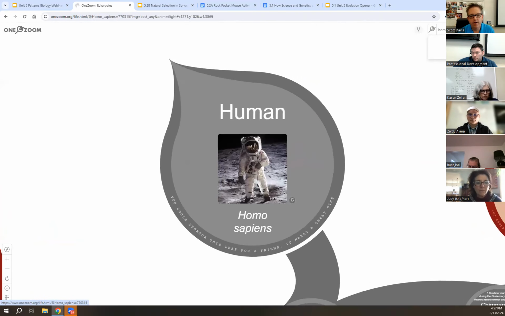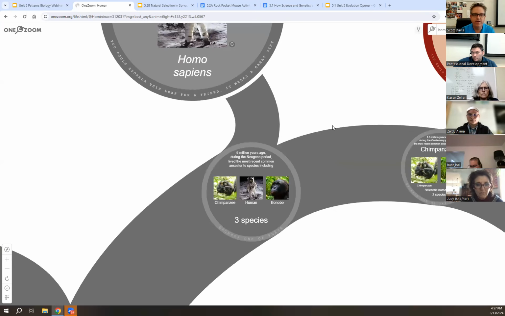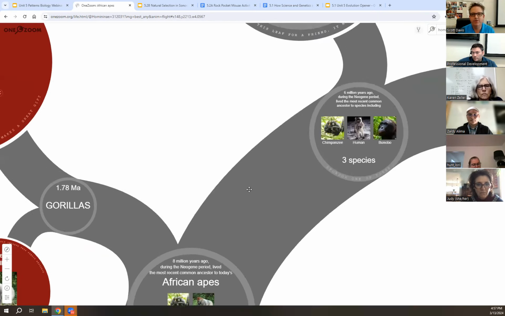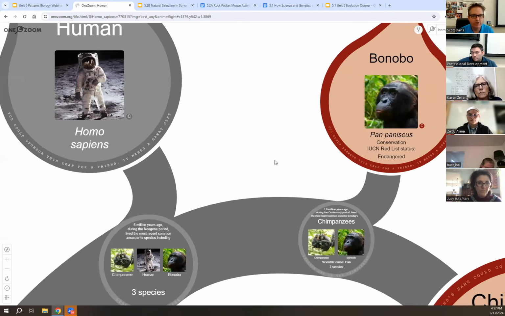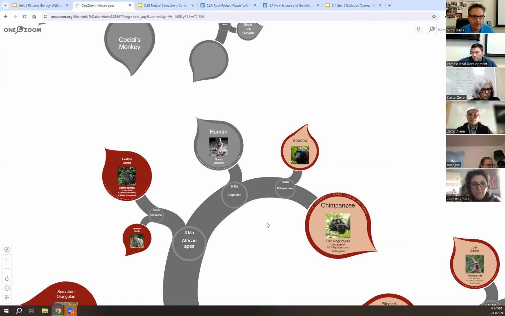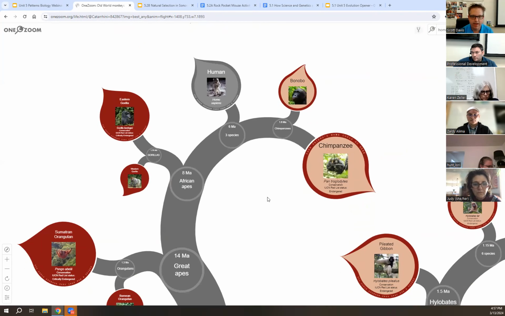So there we are. The students can use their mouse to move around and see common ancestors. We've got 3 different species and where branching would have taken place. It's a good time to incorporate anything about cladograms or phylogenetic trees.